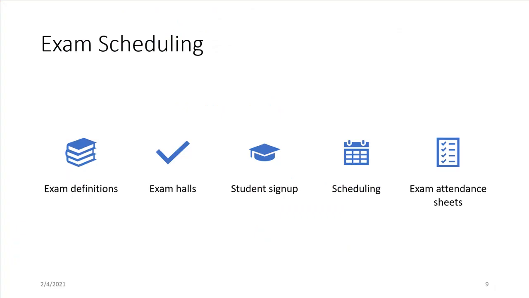And then under exam scheduling, here we allow you to define exams for different periods. Students can sign up for exams. You can also define different examination halls, and then the system can automatically schedule the exams for you. For instance, it can say, okay, this particular course has 50 students and they will be in such a room. And then you can also have attendance sheets, so you're able to record which students attended the exam, which ones submitted their scripts, and so forth.